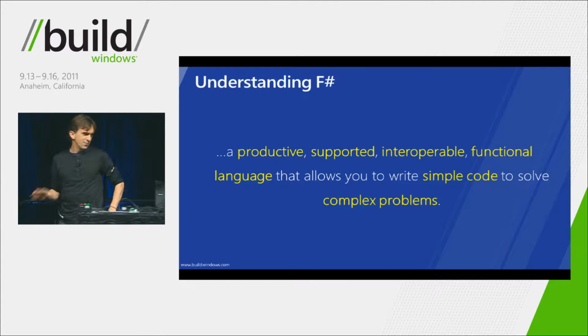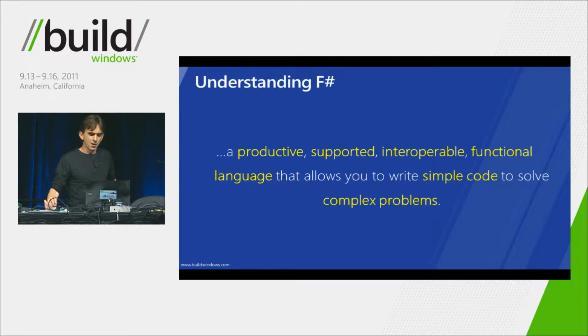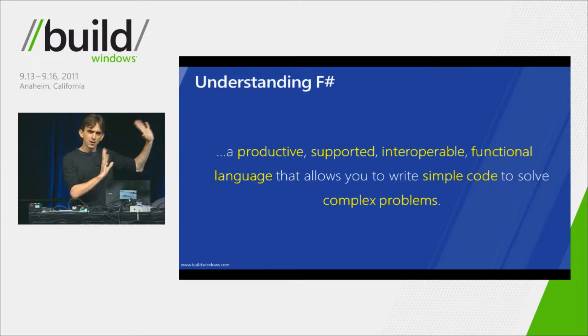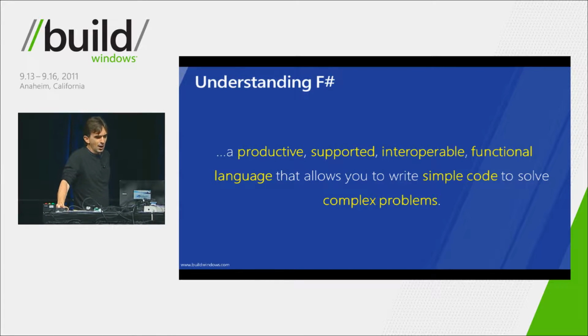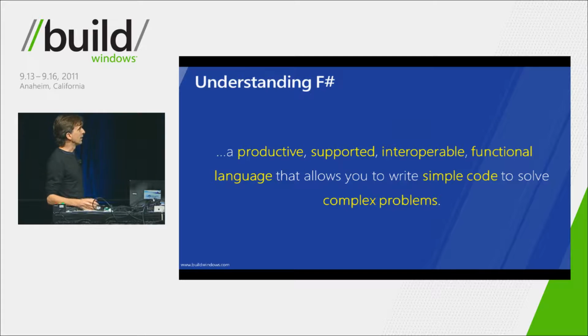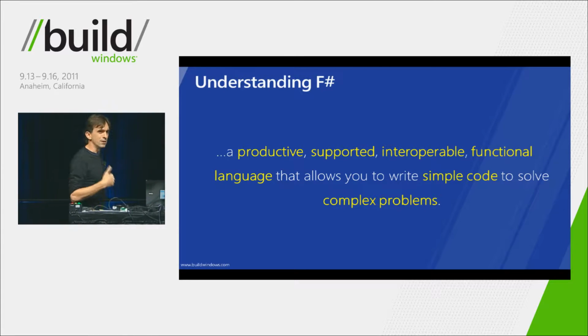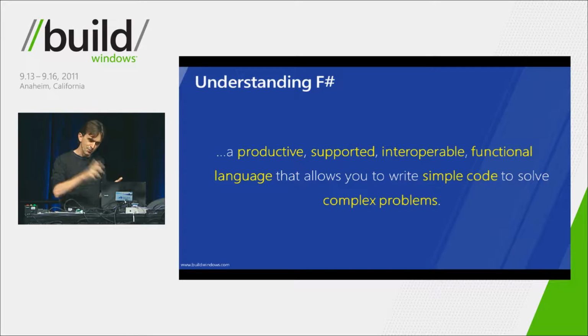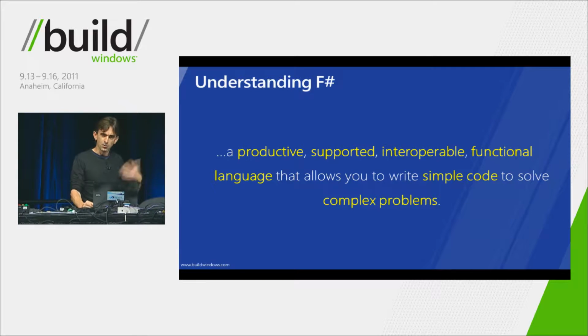Okay, so F# itself: a productive, supported, interoperable, functional programming language that allows you to write simple code to solve complex problems. And I hope you see that this is our core mission statement as a team. And I hope you see that the adjectives we've chosen are essential to understand the previous slides, that interoperability is absolutely critical for the F# language, because we need it to be very seamless to be able to interoperate from C# into F# code and vice versa.